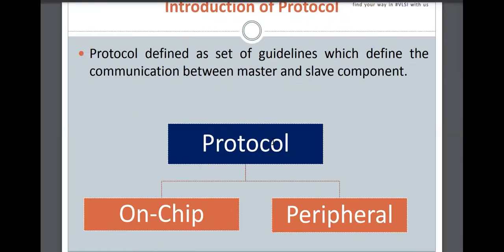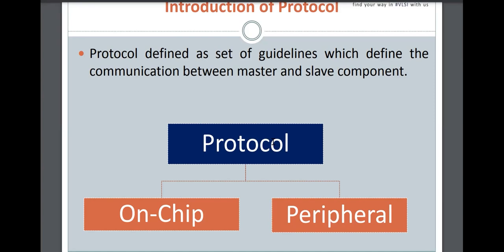So if you see here, protocols are of different types: on-chip protocol and peripheral protocol. Like we have seen serial communication protocols. What communication protocols do we have? Low-speed communication protocols and high-speed communication protocols. Low speed ones are I2C, SPI, UART, USART. High speed ones are PCIe, USB, and Ethernet. These all are high speed communication protocols, whereas bus protocols are all AMBA protocols. But within AMBA protocols, there is another classification: on-chip protocol and peripheral protocol.